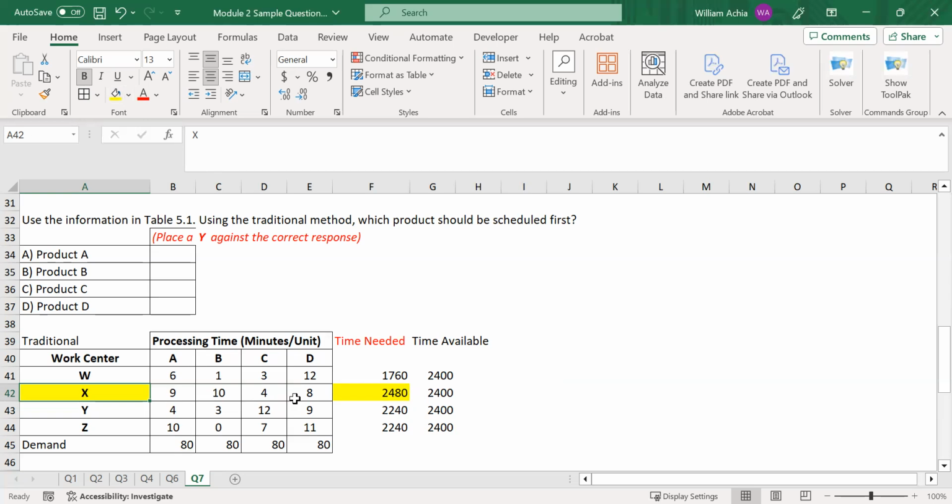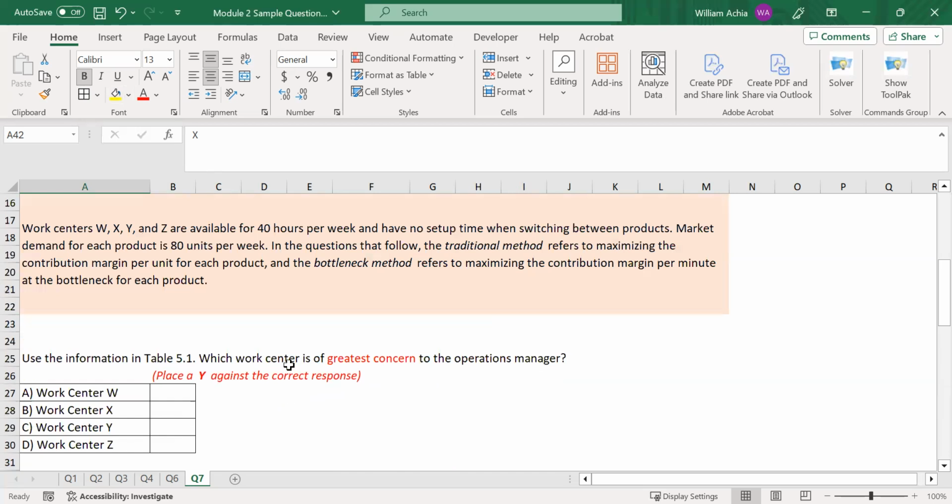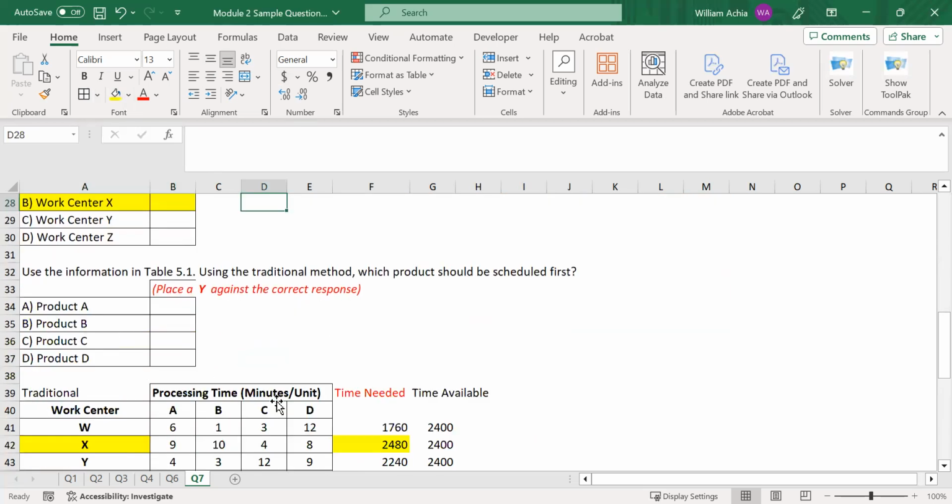So to answer that first question, which workstation is of greatest concern? My workstation of greatest concern is workstation X. I don't have enough time to make everything on that workstation, so I need to work my way around it. The next question is, using the traditional method, which product should be scheduled first?